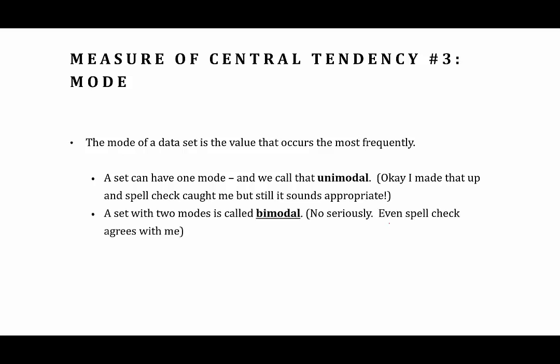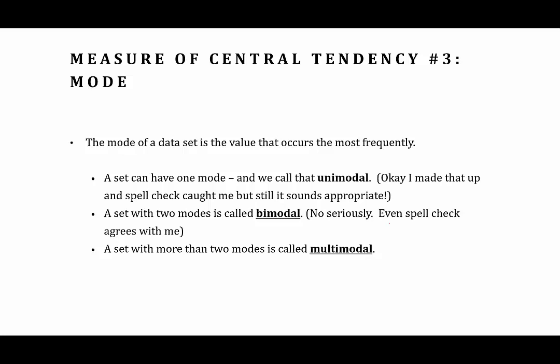I'm going with unimodal. A set with 2 modes is actually called bimodal. This one's for real. I underlined it and everything because spell check does agree. 2 modes means it's bimodal. So 2 modes, that means they both repeat more frequently than any other value in the set. If there's one that repeats 6 times and one that repeats 7 times, that's still considered just to be the one mode, that value that repeated 7 times. But if they both repeat 6 times, then we would say that the set has 2 modes or is bimodal.